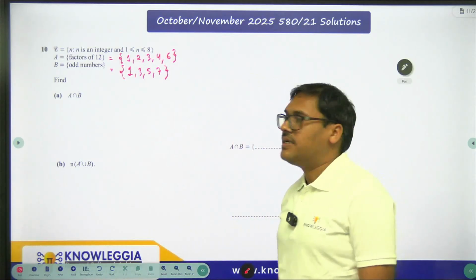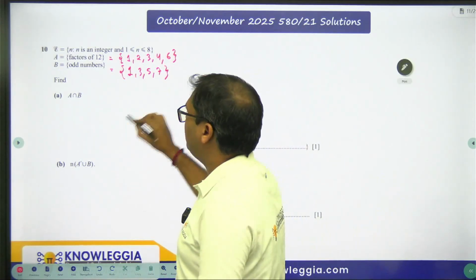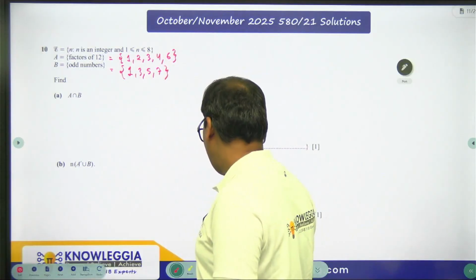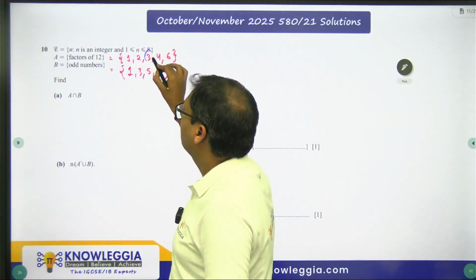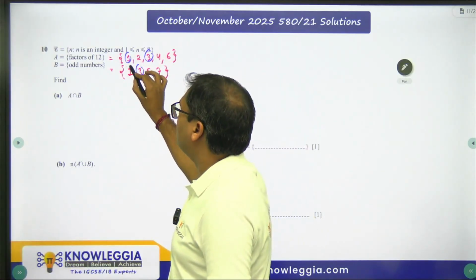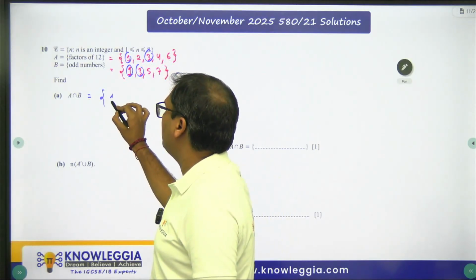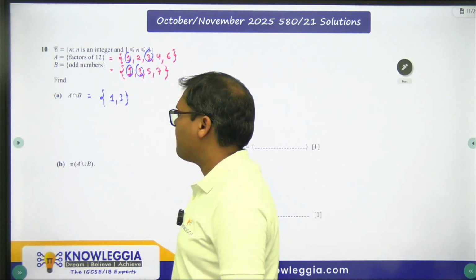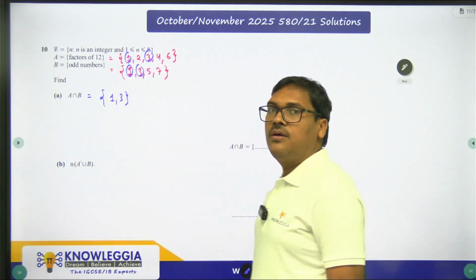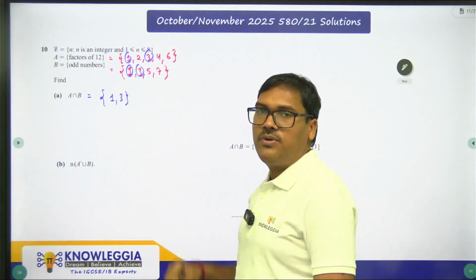Now the question is, what is A intersection B? A intersection B, what are the common values? You can see what the common values are. 3 is common, 1 is common, and that's it. So what is A intersection B? This is 1 and 3. Okay. Now what is the number of elements in A complement union B?